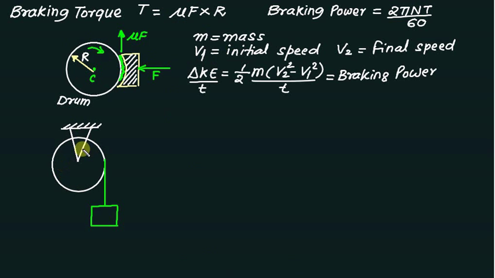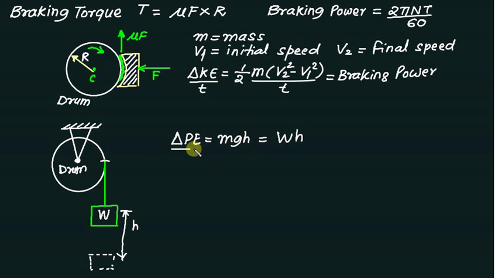Now consider the second situation. In this one we have a drum, and this drum is able to rotate about this fixed center C, and over this we have a rope, and to this we have a weight equal to W. If we want to maintain the speed of this weight in the downward direction, and suppose it changes position by height H after a certain time, then the objective is to find the change in potential energy. So the change in potential energy is given by mgh, or simply W into H. If this change is observed in time t, we can again calculate the braking power. Once we know the braking power, we can calculate the torque required, and once we know the torque, we can calculate the external force applied for the braking.